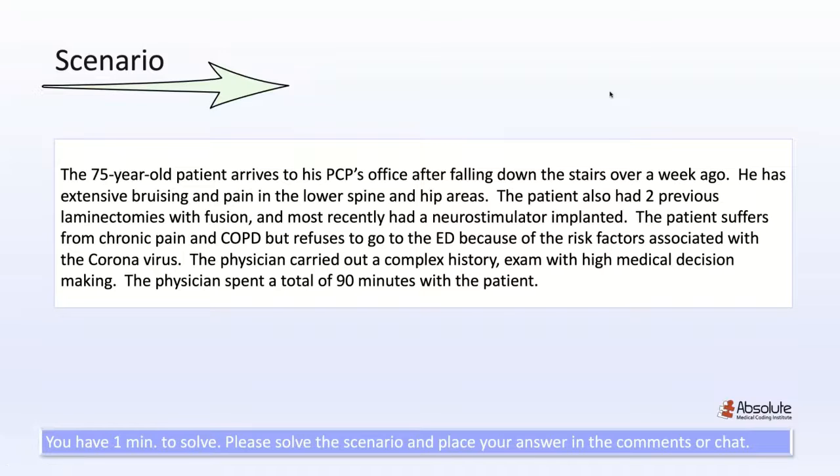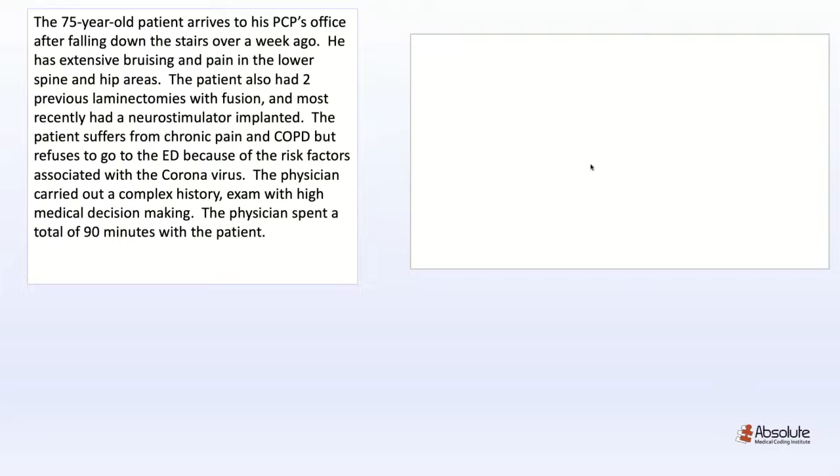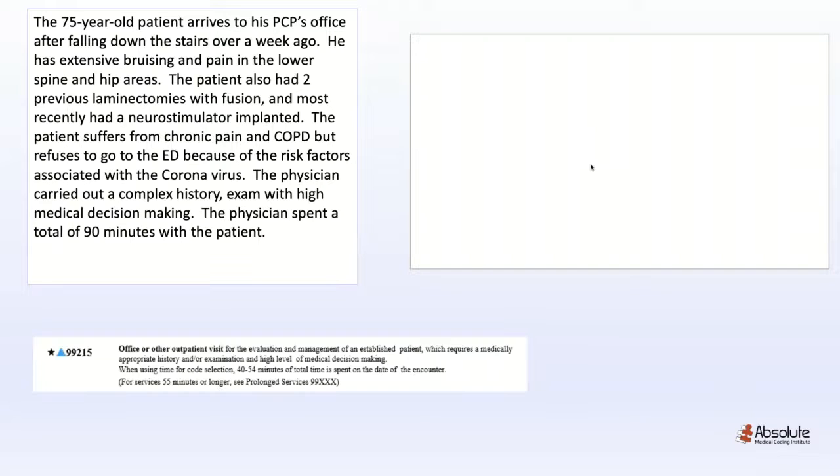All right, so how did you do, experts? Okay, let's see. So we have our scenario on the left, and below we have our code. We're going to go right to it. We're going to use time as the method to solve this scenario. And right below this code, 99215, is a parenthetical guideline. This parenthetical guideline says for services 55 minutes or longer, see prolonged services code 99XXX.